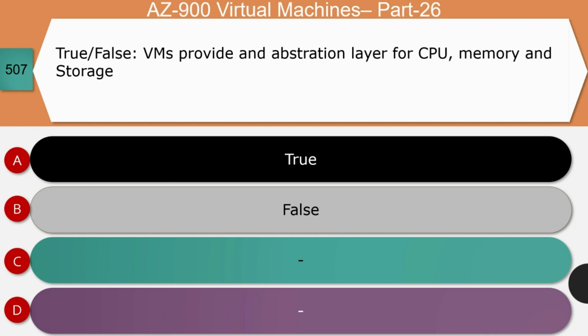Next question, true or false? VMs provide an abstraction layer for CPU, memory, and storage. Is it true or false? The right answer for the question is true. Let's see the reason. The abstraction layer uses a special software called hypervisor, using which you can leverage the benefits of CPU, memory, and storage of the host computer. And so the right answer for this question is true.